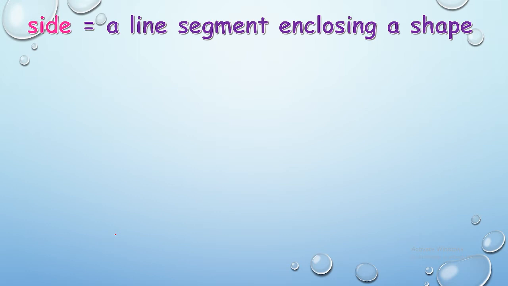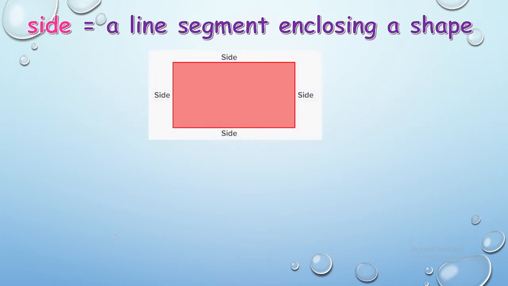Now, what do we mean by side? Because when we talk about shapes, we always say side. When you say side, it means a line segment enclosing a shape. It is what makes the shape enclosed, closed, right? When you say side, that is one line. This one is a side. This one is another side, and another side. The side is what makes up the shape or the polygon. Now, some polygons have different sizes of sides. They are not always the same.